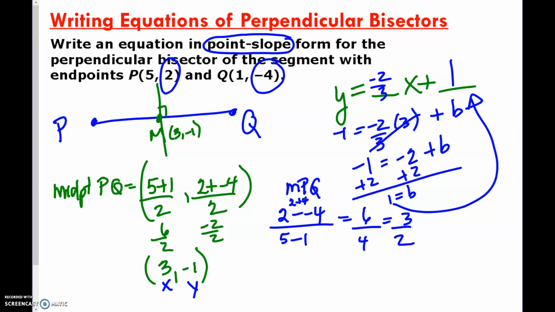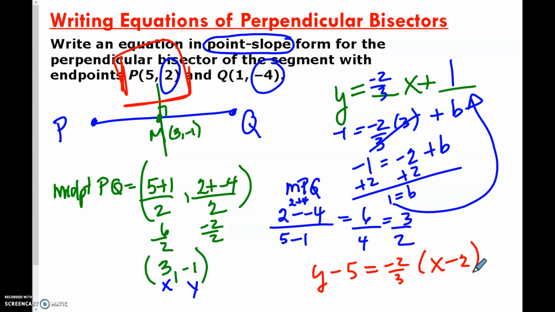Now they want you to write it in point slope, so pick a point. I'm going to use point P. So this is going to be y minus 5 equals my slope, negative 2/3 times x minus 2. So that would be my point slope form of the equation. Y minus 5 equals negative 2/3 times x minus 2.